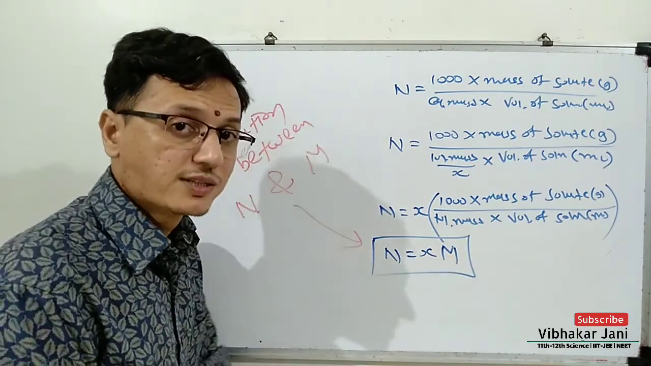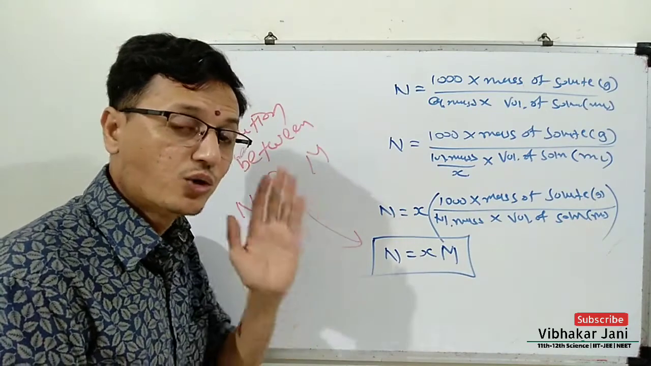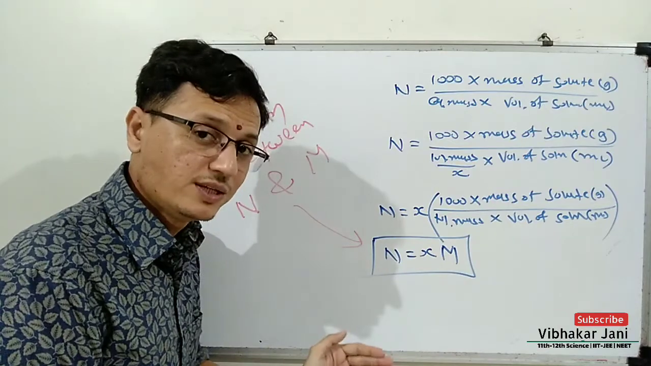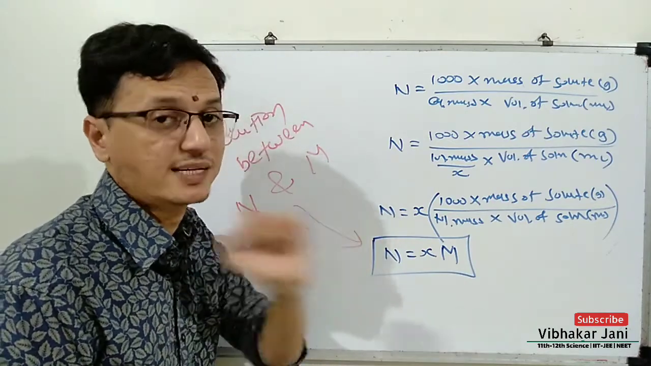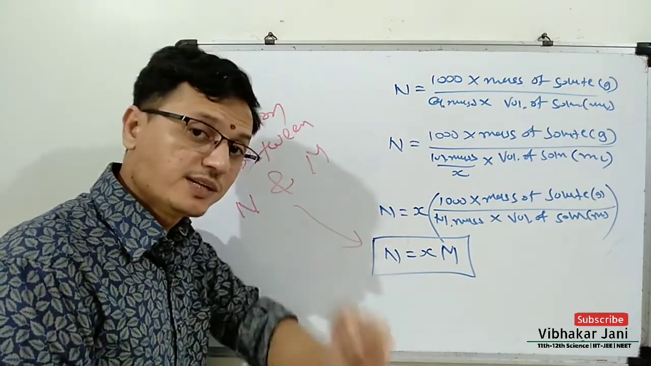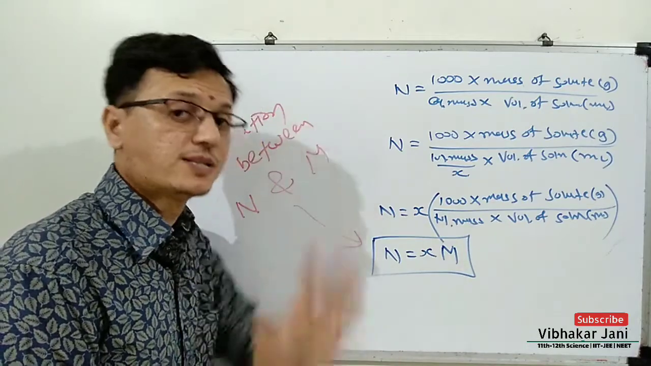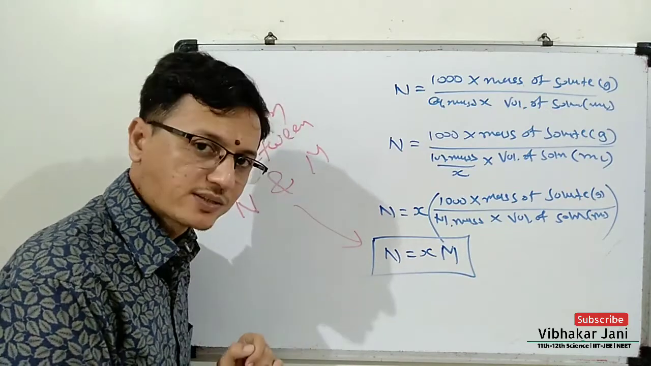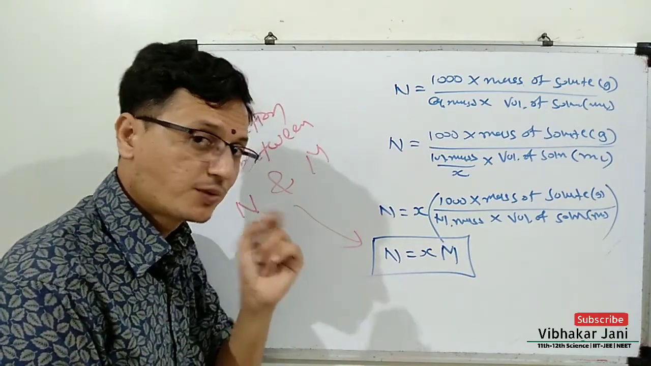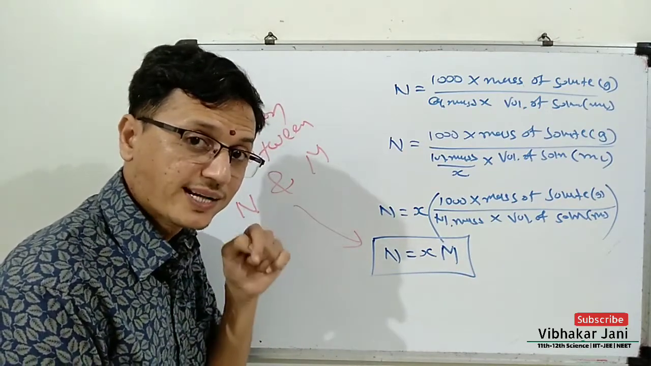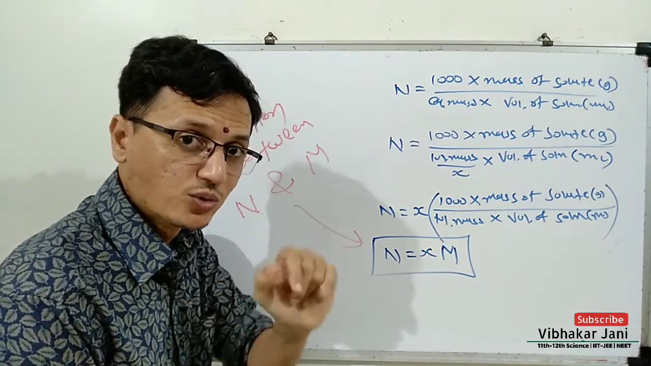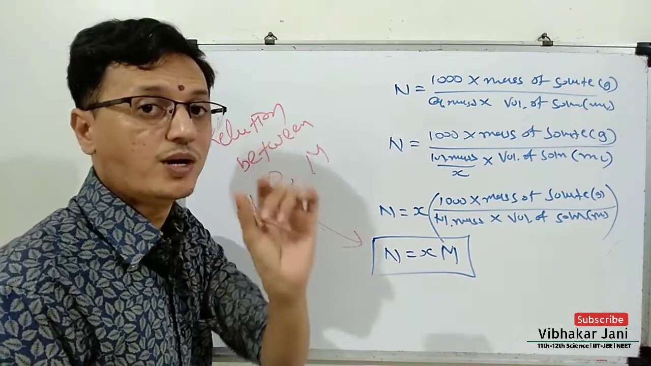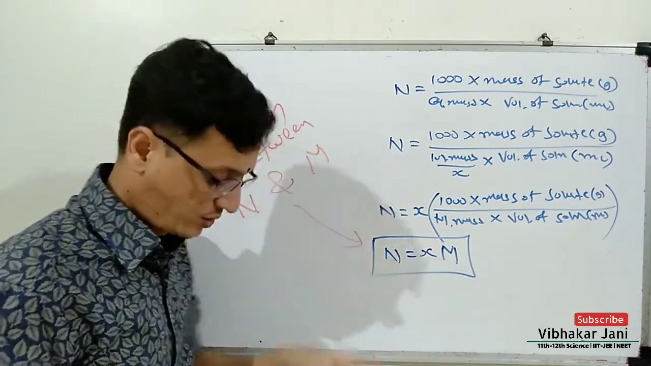Suppose in our previous question, the normality of H2SO4 was asked to find, and we have derived the normality. It was 1.66 normal. If somebody says what will be the molarity of that sulfuric acid solution, so molarity is equal to N divided by X, and N was 1.66. X for sulfuric acid is 2, so molarity of that sulfuric acid solution will be 1.66 divided by 2.